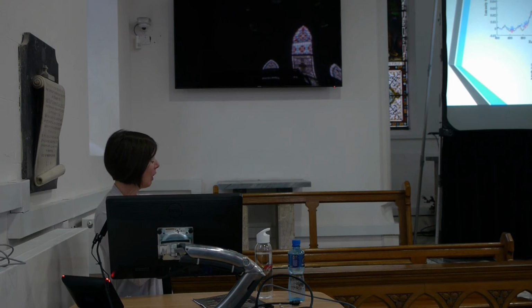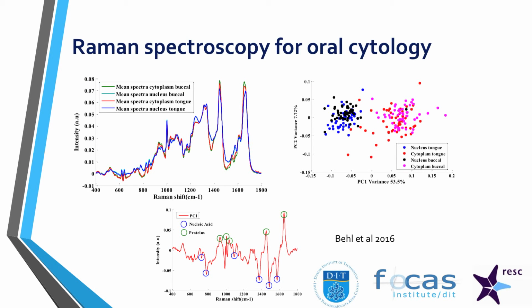So these are what the spectra look like. As well as recording spectra from the nucleus, which is where all the DNA is, we're also looking at the cytoplasm. This is where most of the protein would be. When we do our unsupervised principal component analysis, we can separate out the data based on whether it's recorded from the nucleus or from the cytoplasm. You can see in black and in blue nuclear spectra from both the tongue and the buccal mucosa, and in pink and red protein spectra from the buccal mucosa and the tongue.